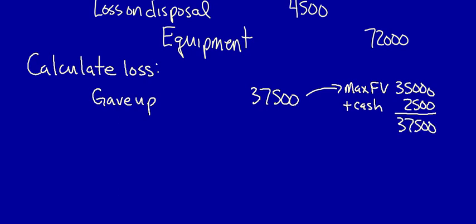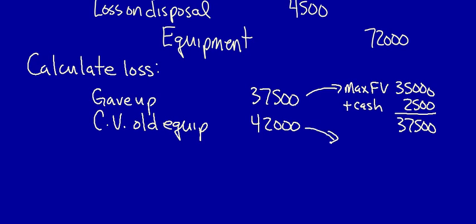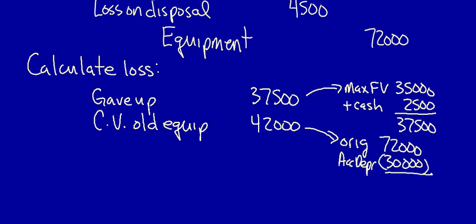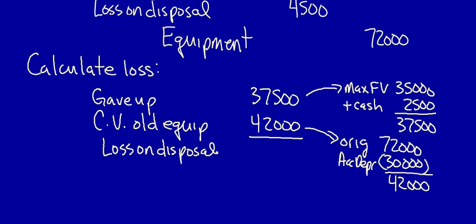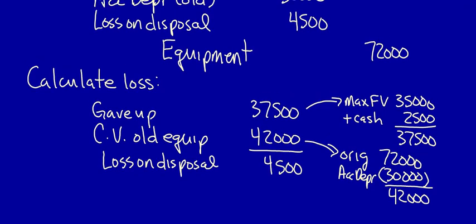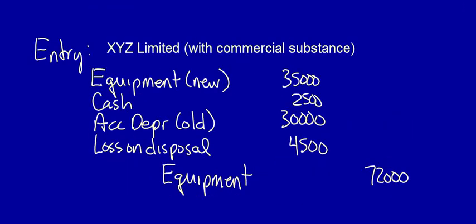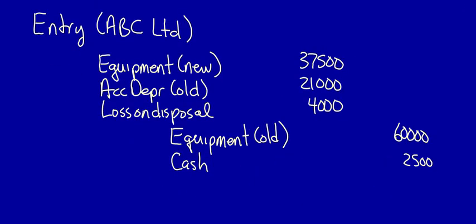We compare that to the carrying value of the old equipment, $42,000. This is calculated as the original value, $72,000, less accumulated depreciation of $30,000, which calculates a carrying value of $42,000. Compare these two, and you calculate the loss on disposal, $4,500. We've now done the entry for with commercial substance for both XYZ Limited as well as ABC Limited. In the next video, we'll move on to without commercial substance.